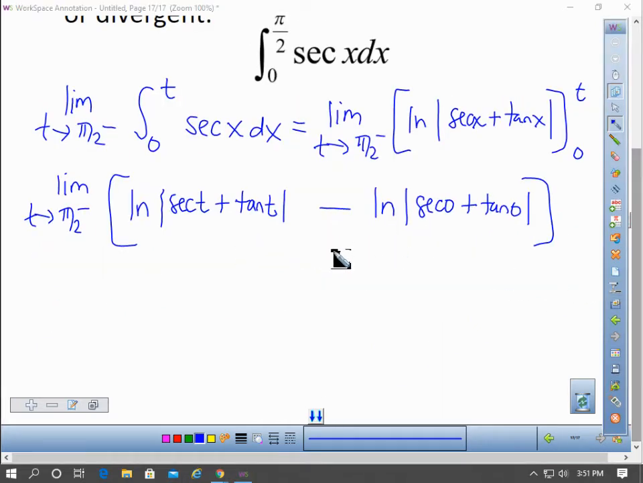Let's simplify what we can on the inside. All right, so over here you can't simplify anything yet until you take your limit. Over here we can simplify both of these guys. So what is the secant of 0?